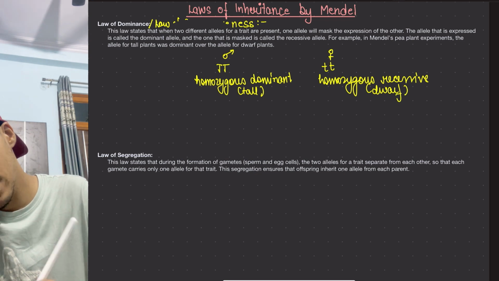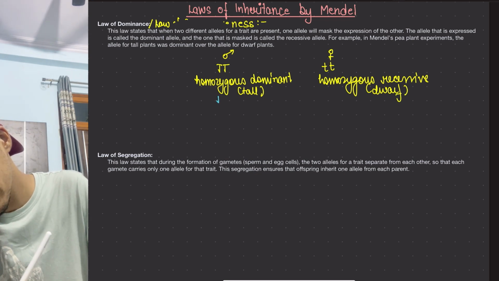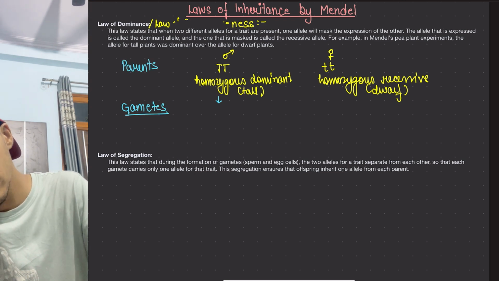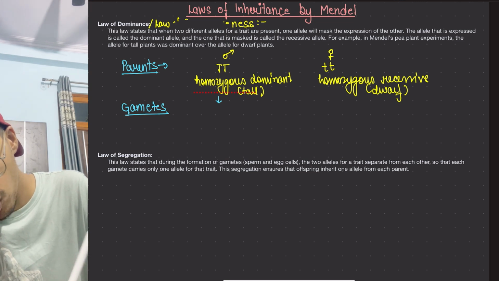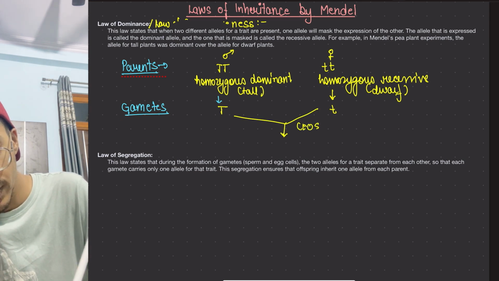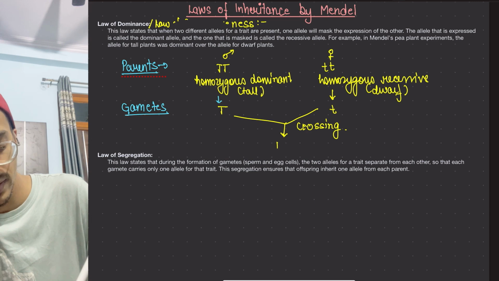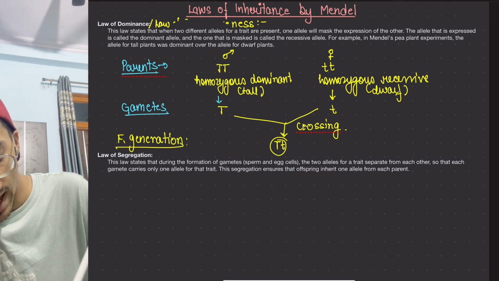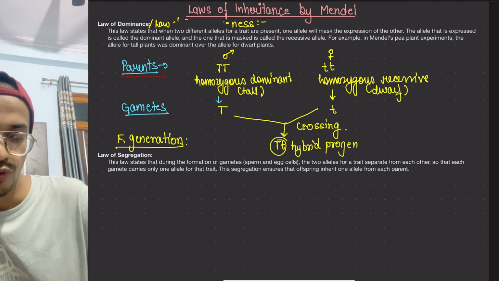Now what will be the next step? There will be gamete formation. So here it will be gametes. This is your parents. So this is capital T, small t, gametes. Now what will happen? You will simply make the cross. Crossing occurs. Now this crossing will give capital T, small t. This is your F1 generation, or you call it the hybrid progeny. So phenotypically it is what?